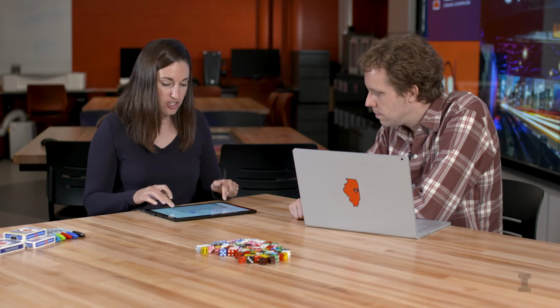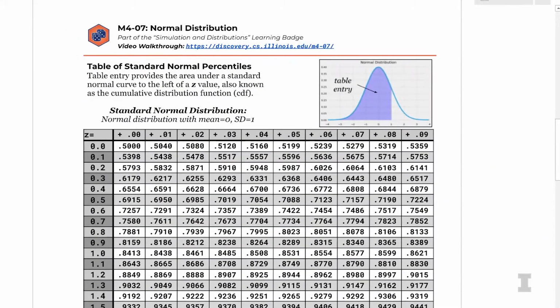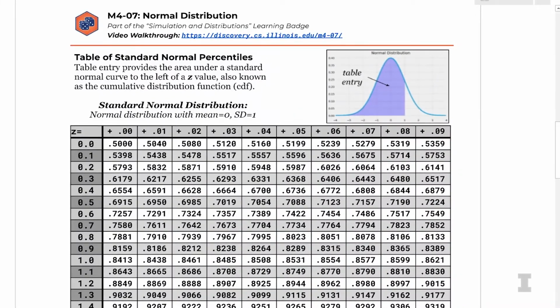So here is our normal table, and this is the table of standard normal percentiles. In this series, we're going to use a normal table with percentiles, meaning it's going to give us the area to the left of that z-score. The table entry provides the area under a standard normal curve to the left of a z-score value, also known as the percentile. This is also known as the cumulative distribution function, which we're going to dive into a bit more in this series as well. The standard normal distribution, we know, has a mean of 0 and an SD of 1. So once you convert your data to z-scores, you can go ahead and use this table.